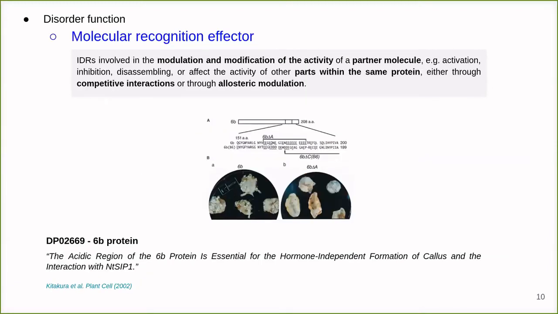Another example is the molecular recognition effector. In this case, the term is not a leaf term. This term explains a function which is related to the modification or modulation of the activity of a partner molecule, or modifying the activity of another part within the same protein through competitive interaction or through allosteric modulation. You see that these kinds of terms are very high level, very abstract somehow. And curators in this project are also allowed to annotate terms which are not leaves.